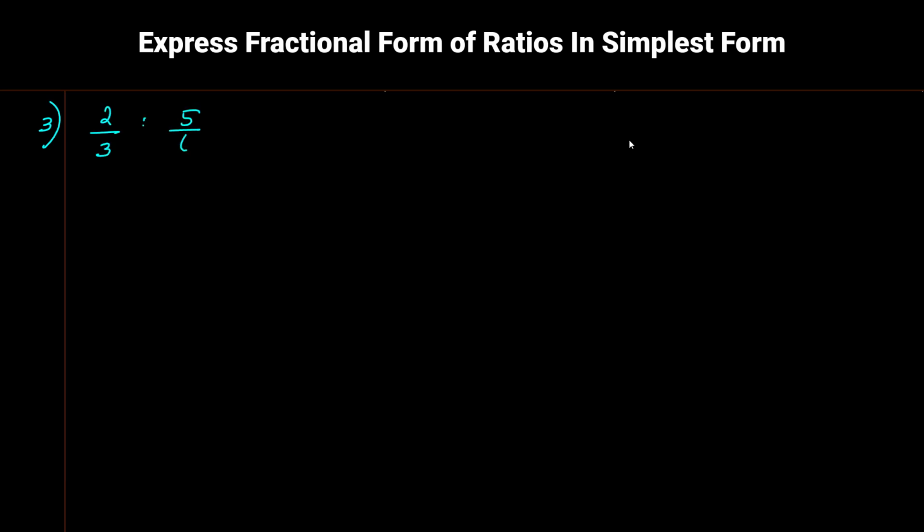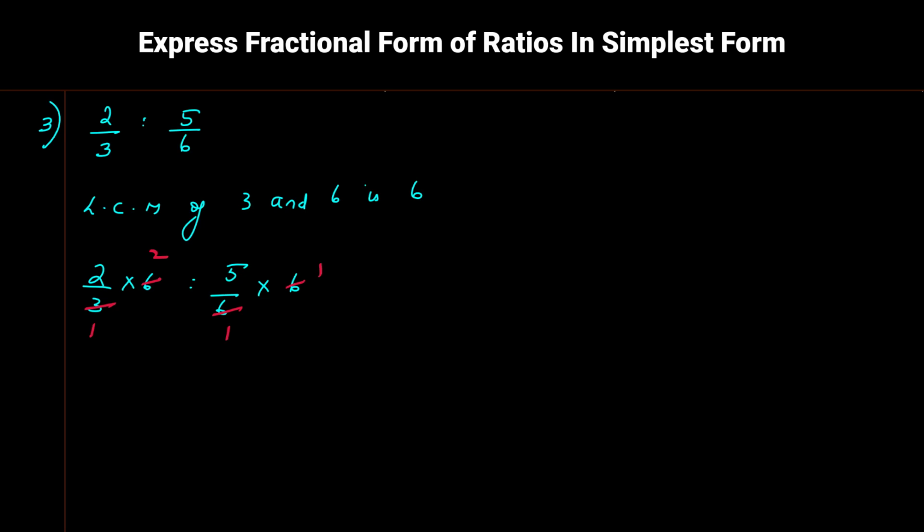Let's move on to the third sum. We have 2 by 3 is to 5 by 6. The LCM of the denominators 3 and 6 is 6. I have shown you how to calculate the LCM. You can mentally do it if you're comfortable. So now that we have the LCM, let's take the first fraction, multiply with the LCM, followed by second fraction, multiply with the LCM. Do the necessary cancellations. 3 1s are 3, 3 2s are 6, 6 one time.